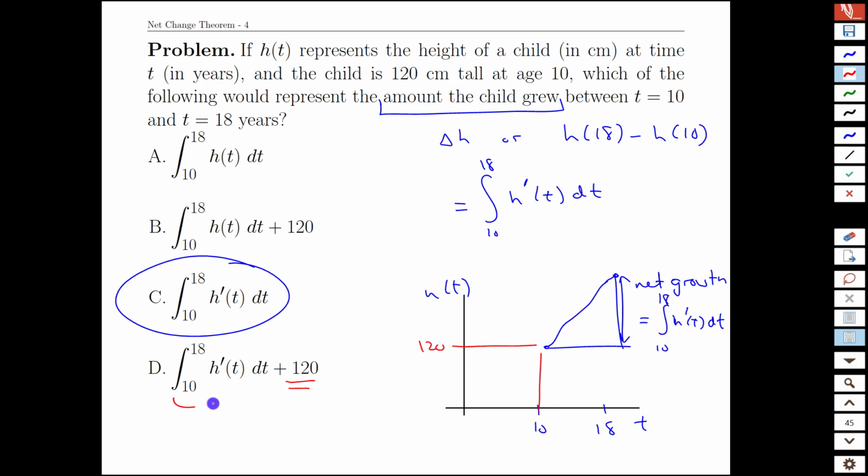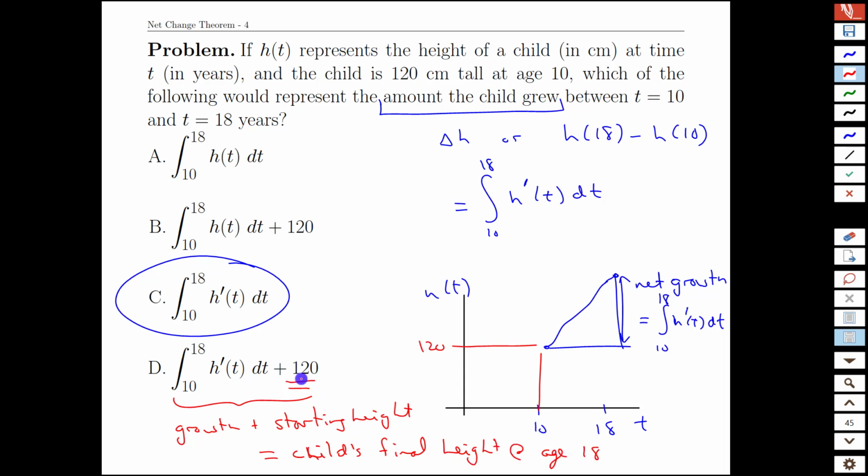And so this is our change in height, or our growth, plus the starting height. And so that together would give us something interesting, not the net change, but the child's final height at age 18.